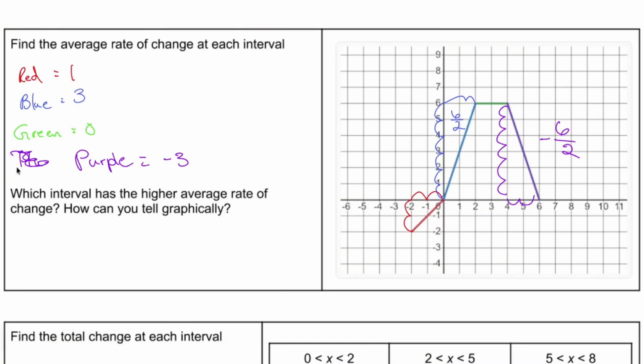Which interval has the higher average rate of change? How can you tell graphically? Well, the highest rate of change is blue. And how do you know? Because it's the steepest positive slope. Now, if it were to ask the opposite, if it were to ask the smallest average rate of change, it would be purple. And you could tell that graphically because it's the steepest negative slope.